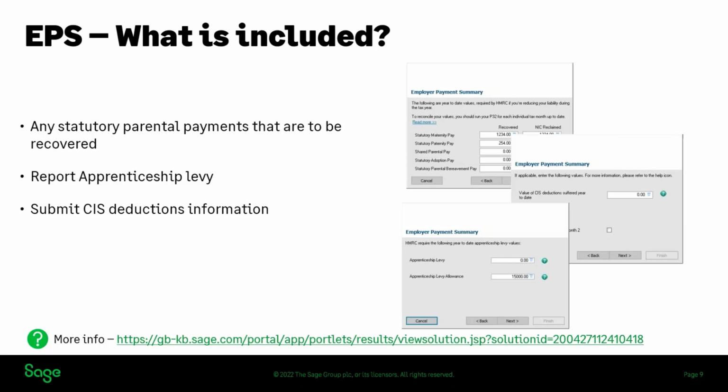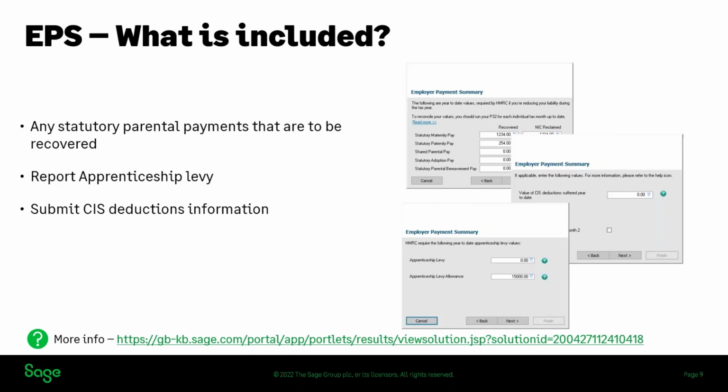So what's included? Firstly, any statutory parental payments that are to be recovered. So you'll be including those in an EPS. Secondly, you'll have your reporting of any apprenticeship levy. So again, if you have any apprenticeship levy details you need to report, then these will go across in an EPS as well.